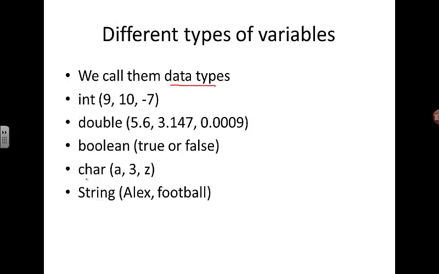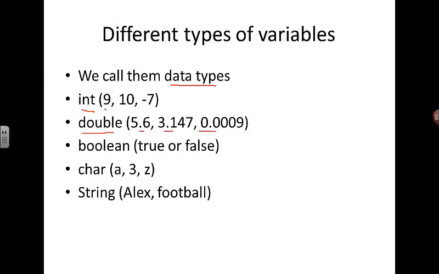Okay, so there are several different data types. I'm not going to cover all of them right now. We're going to cover some of them. Int is probably the most common, and it's used to hold just regular numbers like 9, 10, -7. Then we have double, which allows us to use decimal numbers.